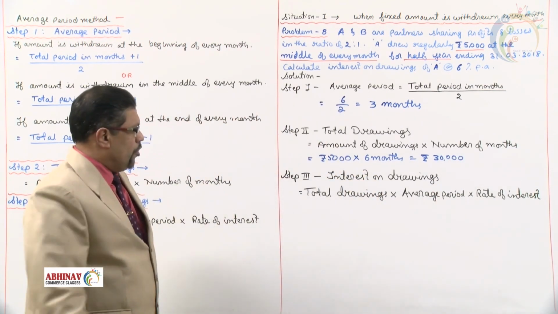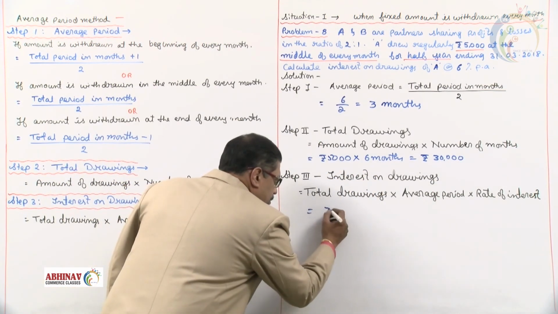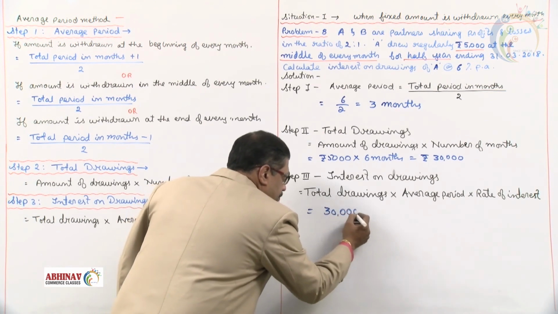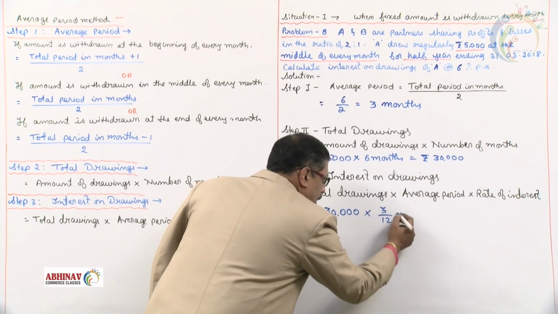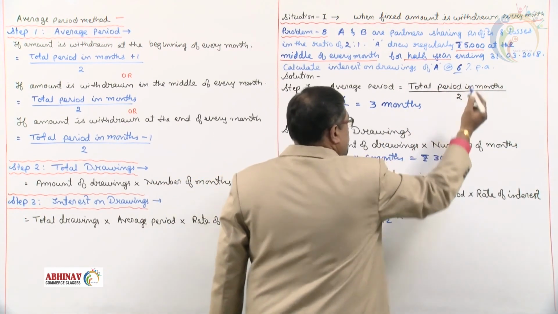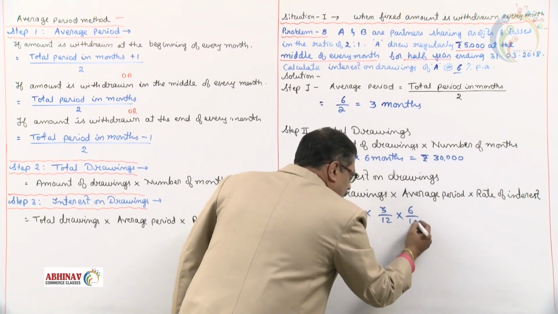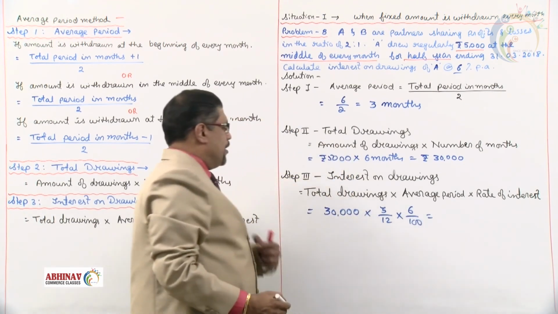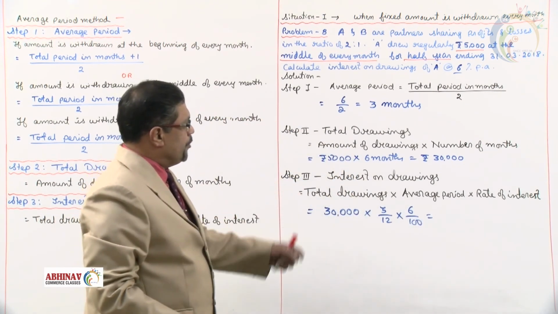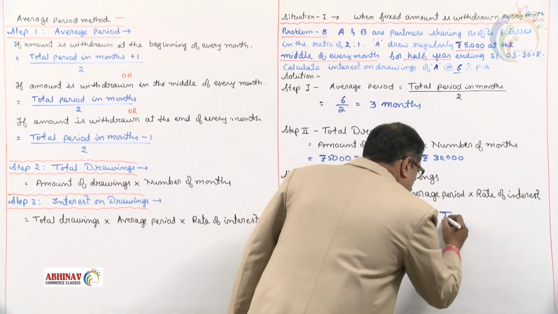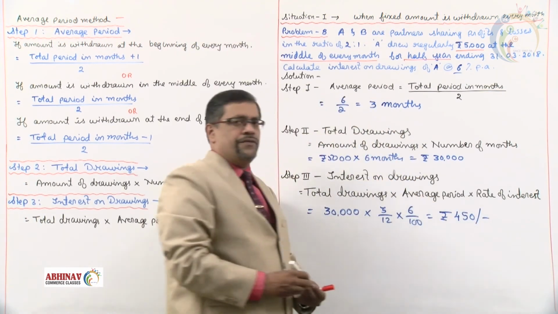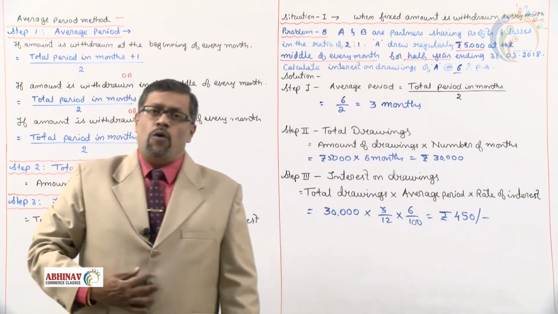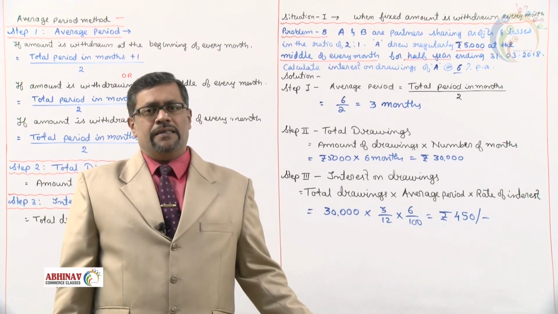Now, interest on drawings. Total drawings 30,000, average period 3/12, into the rate of interest 6%. So when you calculate 30,000 into 3/12 into 6%, the answer we get is rupees 450. This is the average period method.